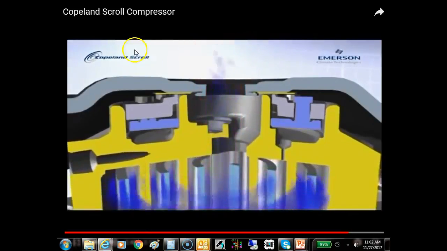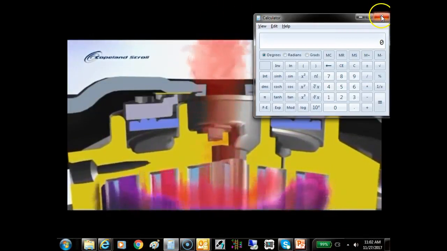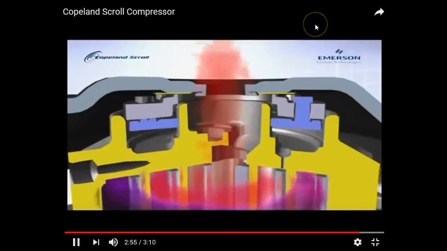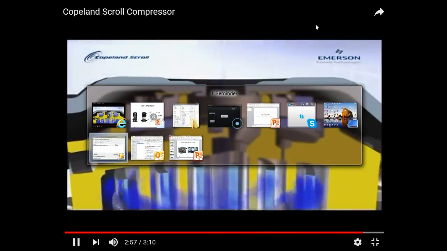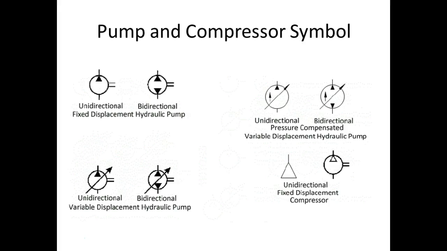So this is the scroll compressor. And all these are what we refer to as a positive displacement. And what do we mean by positive displacement? It inputs air and then does what with it? It creates this sign. These are our symbols. So notice the only difference between a pump and a compressor is the direction of it.